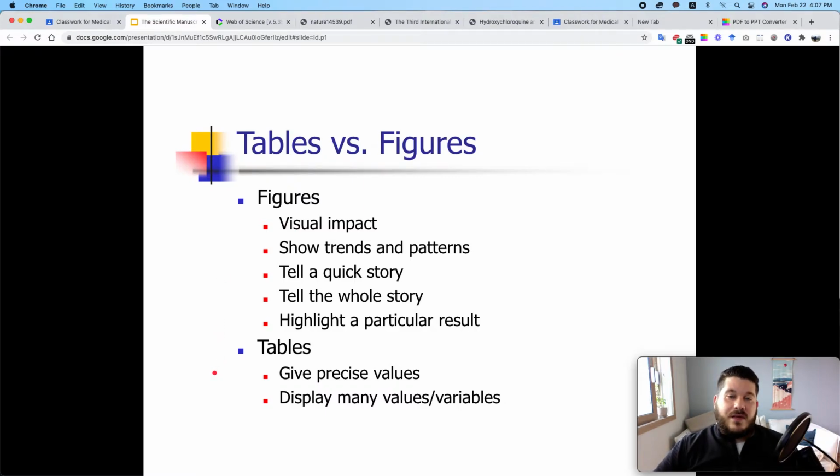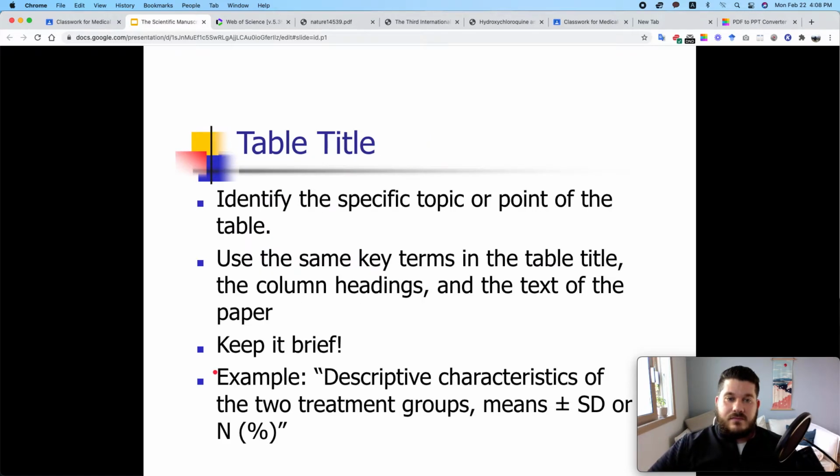Tables are different because they give more precise values. When you want to look at specific numbers or specific variables, you provide a table. So figures are generally like the paint brushes, the strokes moving, whereas tables are very specific dots, if you will.